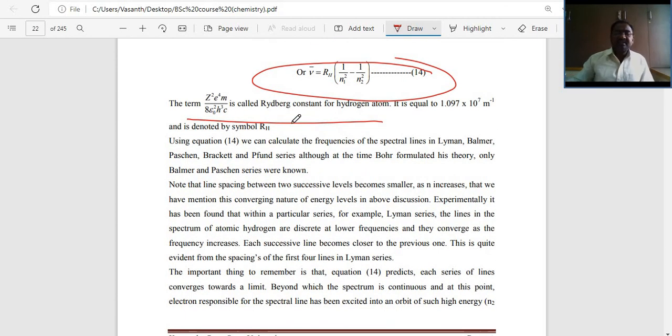By considering this equation, we are going to find the frequencies of spectral lines like Lyman series, Balmer series, Paschen series, Brackett series, and Pfund series. Although at the time Bohr formulated his theory, in these slides we are going to mention only that the Balmer and Paschen series were known.